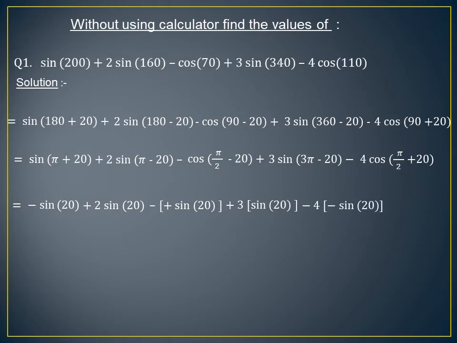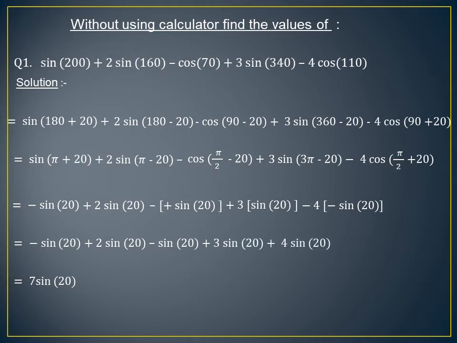So the next step will be minus sine 20 plus 2 sine 20 minus sine 20 plus 3 sine 20 plus 4 sine 20. If we add all of this, we get 7 sine 20.